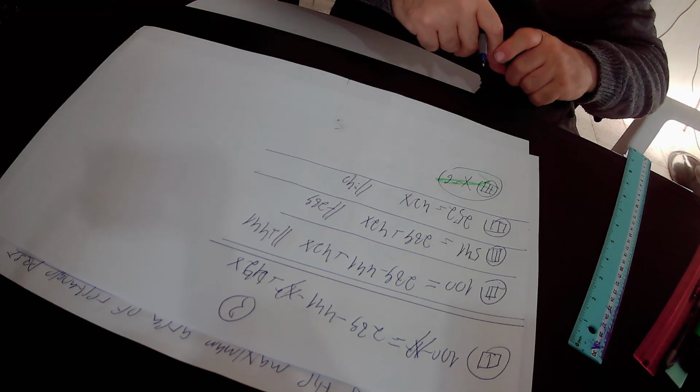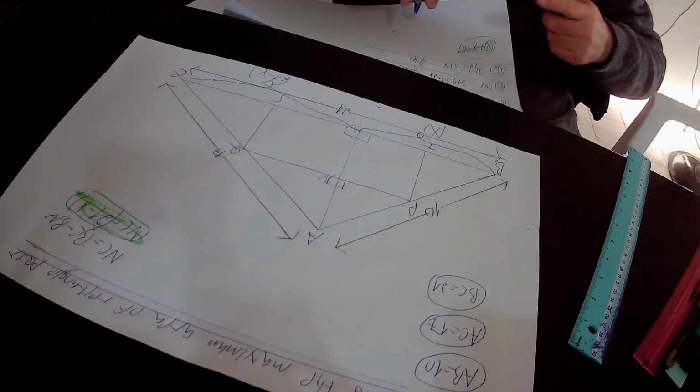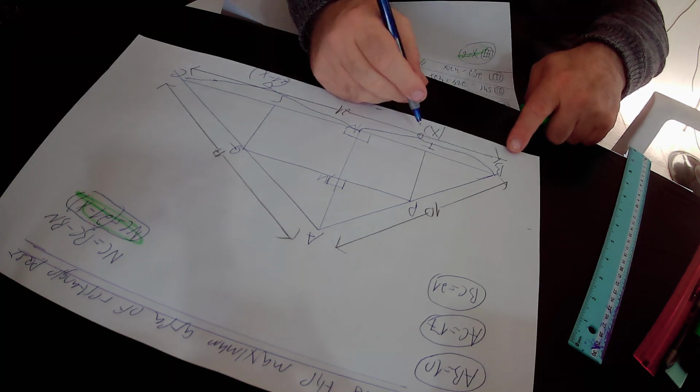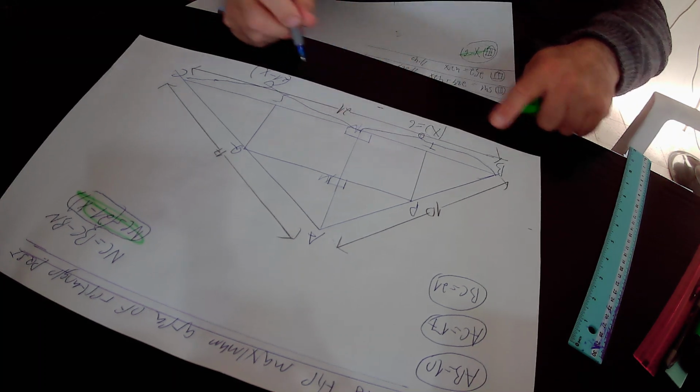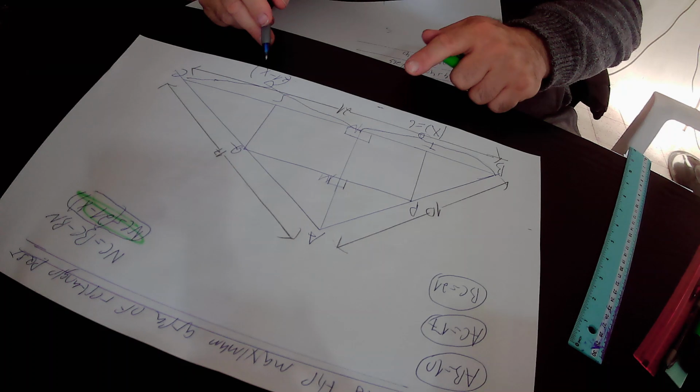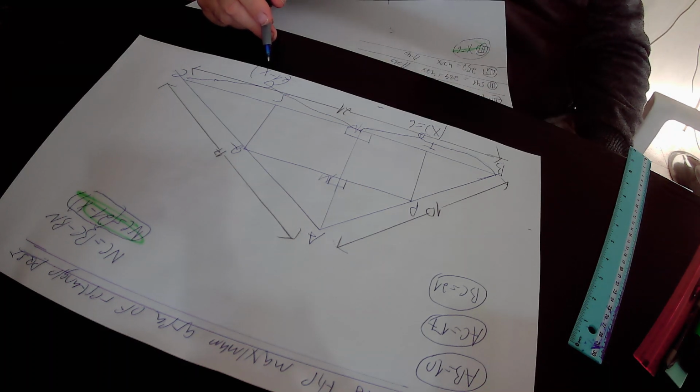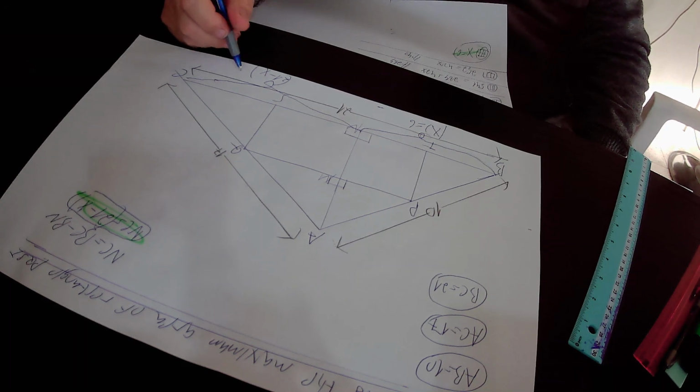So line segment BN is equal to x, and x equals 6. This is line segment NC, which is equal to 21 minus x. As x is 6, therefore it is 21 minus 6, that is 15.